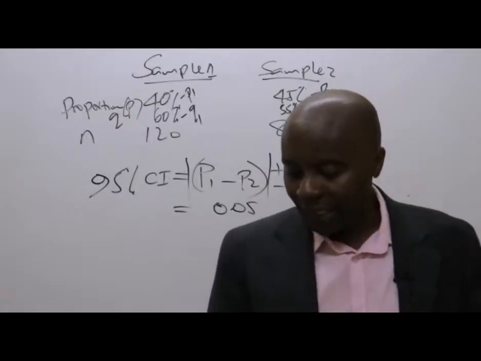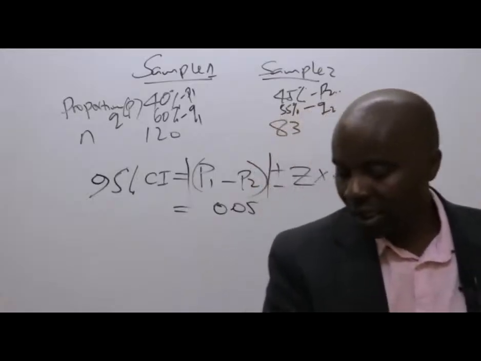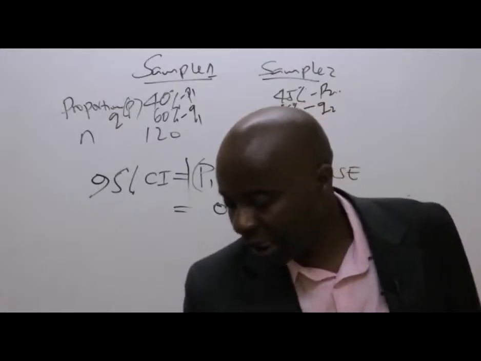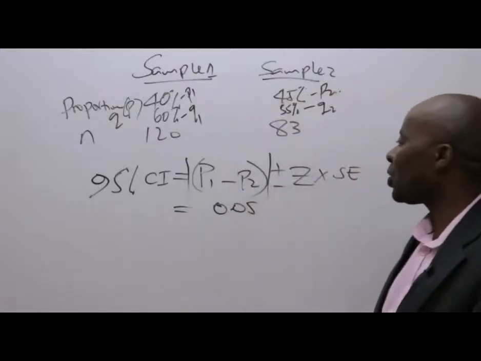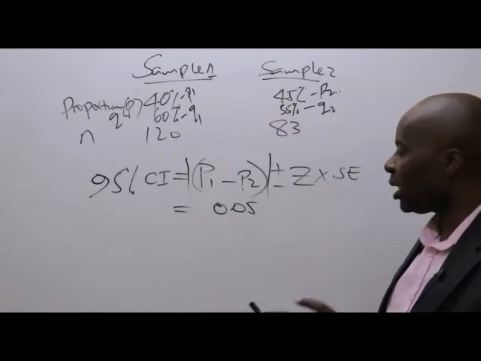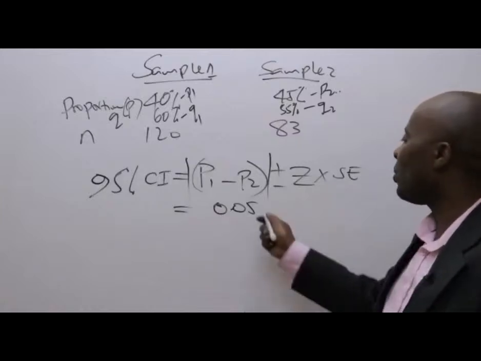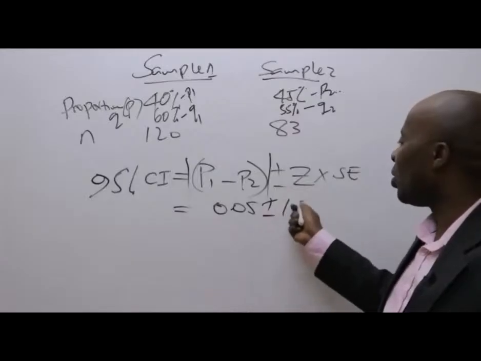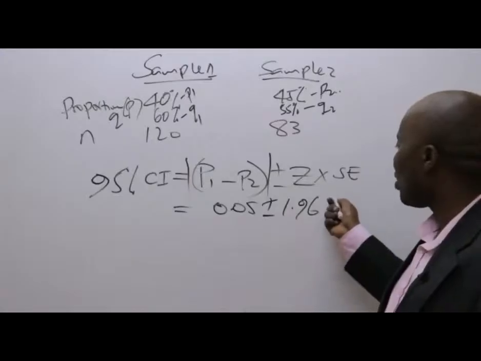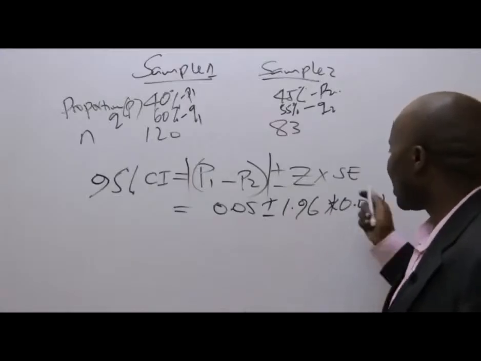And to imagine, if we have been able to get that figure, and if that is the case, so we have a negative, but we are disregarding the negative. So we take it as 0.05 plus or minus the Z that you guys got, which is 1.96 times the standard error. Fortunately, the standard error, you have obtained it somewhere up there.